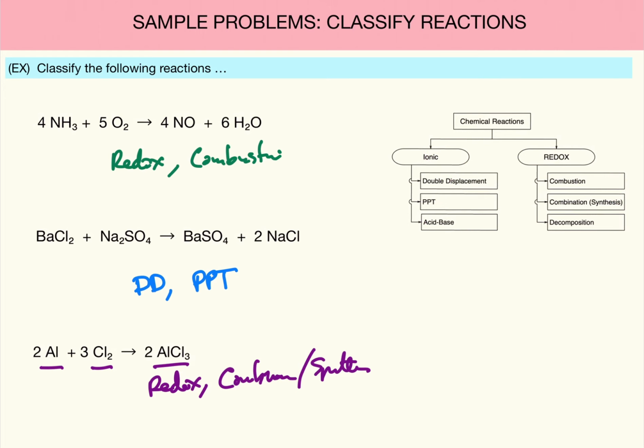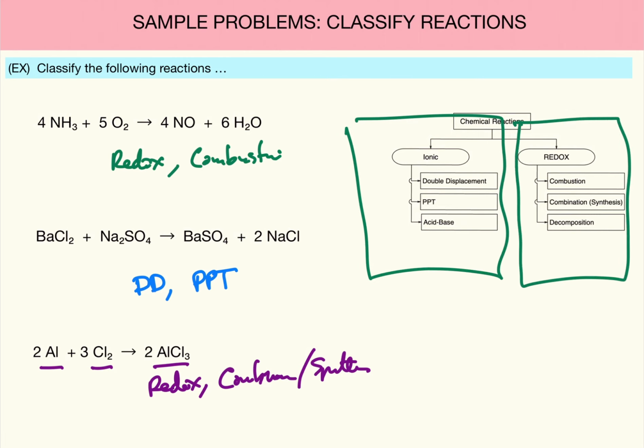So it's a pretty simple matter to classify chemical reactions, so long as you use a structured approach. And what I highly recommend is that you initially classify your reaction into one of two general blocks, ionic or redox, and then work from there.